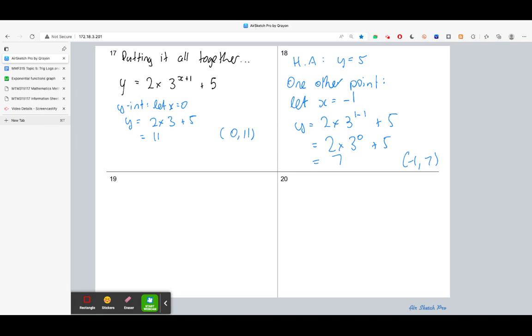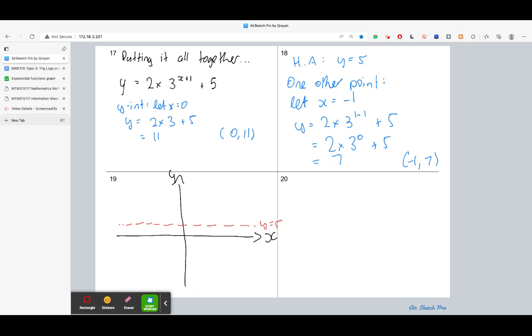Okay, so I've got my 2 points. I've got my shape of my graph from here. Now I'm going to put it all together really quickly. I'm going to have my y-axis and my x-axis. That was pretty good for freehand. X and y. I'm going to draw in my asymptote, which is at 5. Label your asymptote, please.